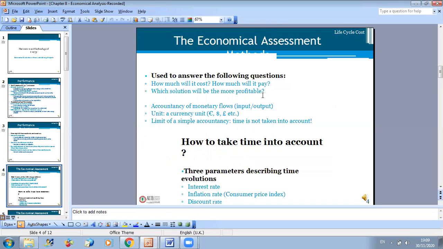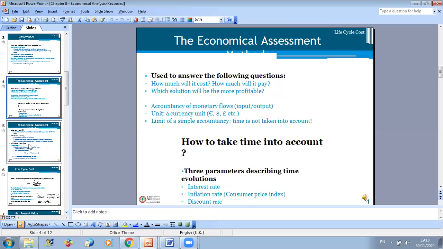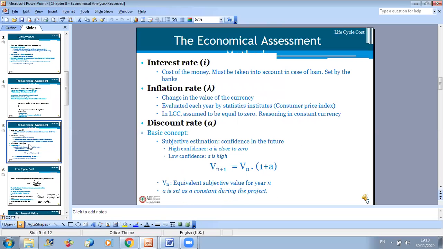Now, one of the most important factors when you are studying the economical assessment for a project is how to take time into account. Okay, so for time, you have several parameters that will describe time. You have the interest rate, the inflation rate, and the discount rate. Okay, so we will see each parameter in detail. So mainly we talk about interest rate when you want to take a loan from the bank, because the bank will take a certain percentage from you. So the interest rate is mainly involved in loan analysis.